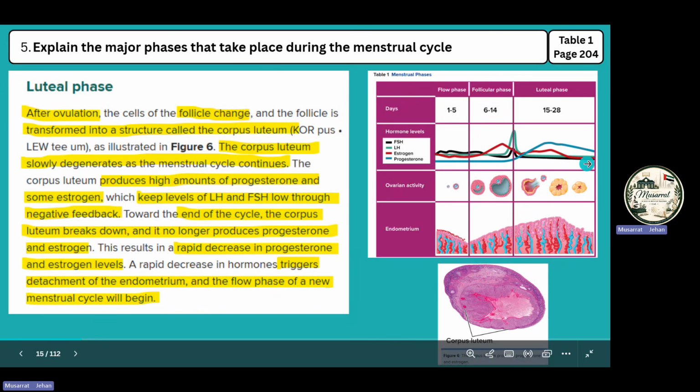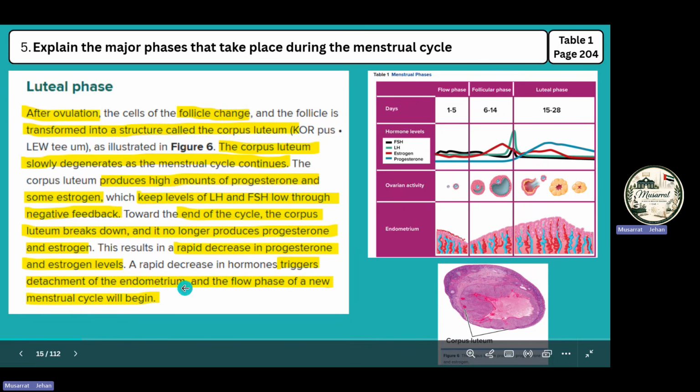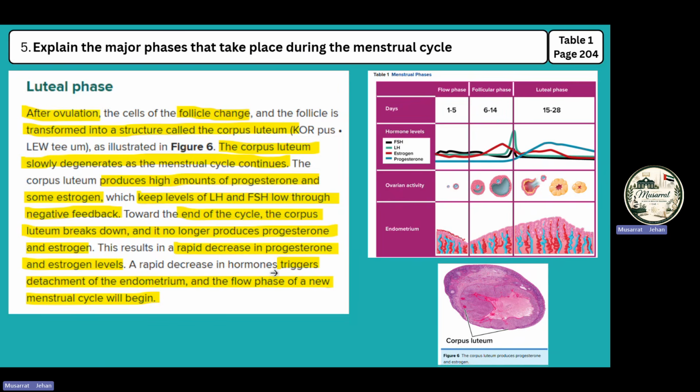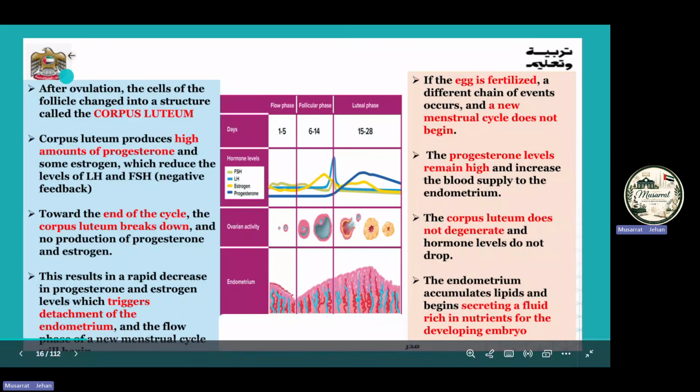Because there is a decrease of the progesterone, it starts falling down. And because of this decrease, the endometrium will detach and the flow phase will start. So you have to remember the 3 phases of the menstrual cycle. This is in short what's happening in the luteal phase.